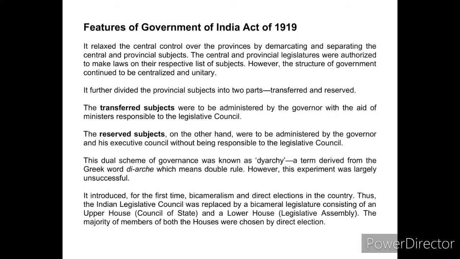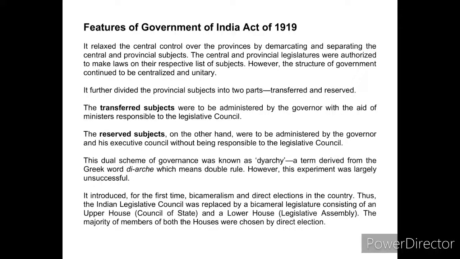It further divided the provincial subjects into two parts, transferred and reserved. The transferred subjects were to be administered by the governor with the aid of ministers responsible to the Legislative Council. The reserved subjects, on the other hand, were to be administered by the governor and his executive council without being responsible to the Legislative Council. This dual scheme of governance was known as diarchy, a term derived from the Greek word diarch, which means double rule. However, this experiment was largely unsuccessful.